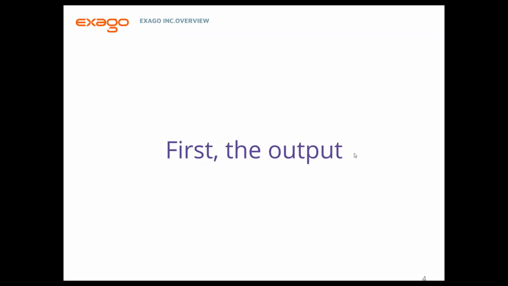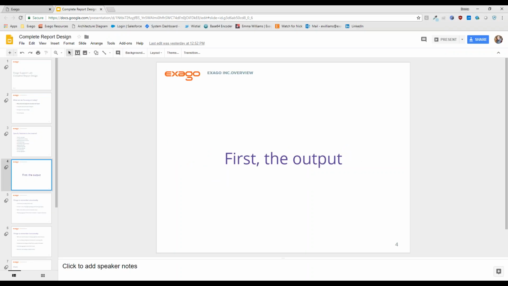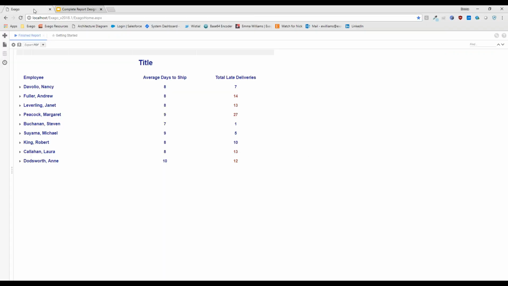First, the output, right? Let's take a look at what we're going for. What is our goal today? I'm going to go over to Exago. Now, I'm running a local copy of Exago.